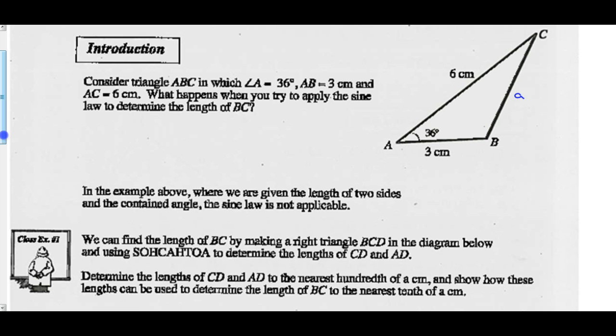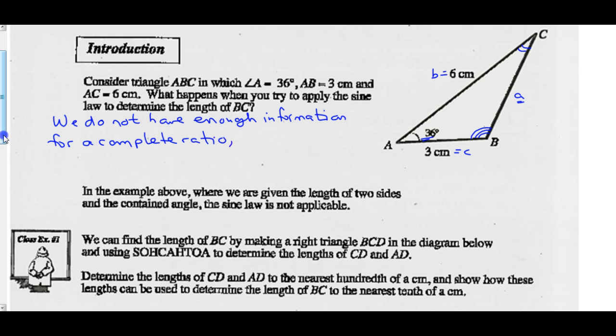So if I look at this, we learned last day that we need a complete ratio. So I know little side C, but I do not know angle C. I know little side B, but I do not know angle B. I know angle A, but I do not know little side A. So in this triangle, we do not have a complete ratio. So we don't have enough information for a complete ratio. So we cannot find the length of BC. We cannot use the sine law to find side BC.